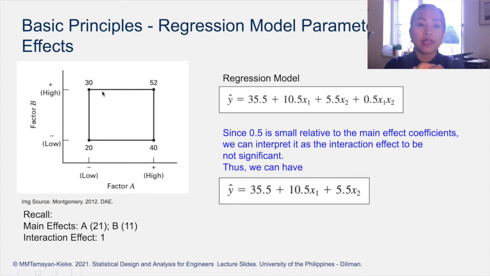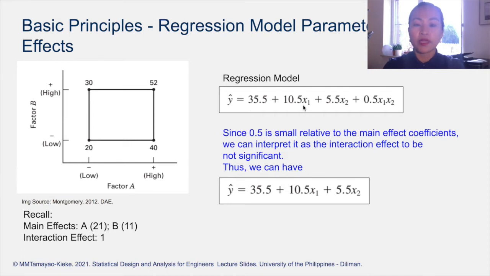Now let's go back to this example. Recall that the main effects are as follows. You can see them on the slide below the graph. As you can see, the main effect of A is 21, that of B is 11, and the interaction effect is 1. To get beta naught, as we mentioned earlier, we get the average of the responses, and that would be the average of 30, 52, 20, and 40, and that is equal to 35.5. So you can see here, the beta naught is 35.5.